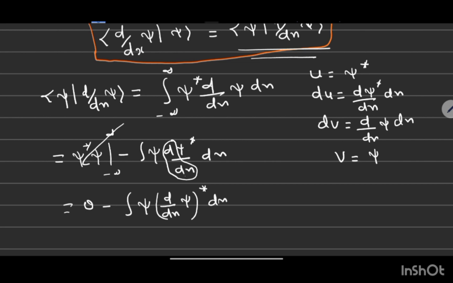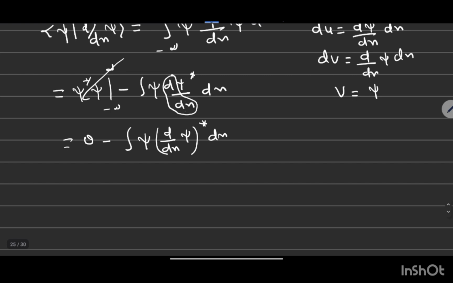Here this term is equivalent to this. Okay, so this is equal to, you see, d by dx psi, the whole complex conjugate, times psi times dx, which is equal to acting the derivative operator in the bra space. So d by dx times psi star into psi.